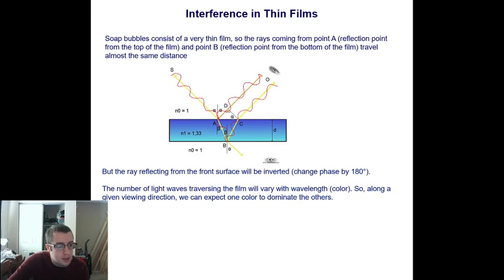So here it's going to invert. So if it was going down, it's going to flip its direction. Here it's going to stay the same. So if it was going down, it's going to continue going down when it gets there.